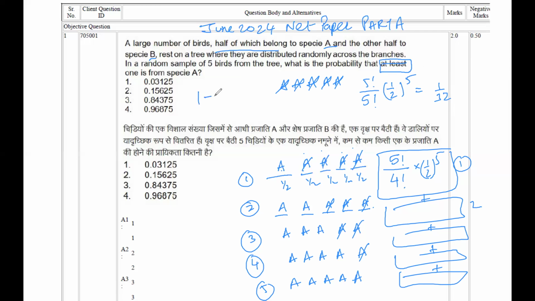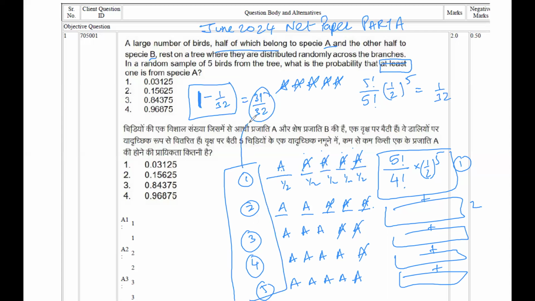Now if I subtract that 1 by 32 from the whole 100%, then I would get an outcome of 31 by 32, which tells me that at least one is from species A, meaning this entire 5 lot would simply mean this as an answer. You can check it out. So I'll just give you the breakup out here. It'll be 5 factorial by 3 factorial into 2 factorial, because there are these 2 identical and these 3 identical. So like that, half to the power 5. 5 factorial by 4 factorial into half to the power 5.